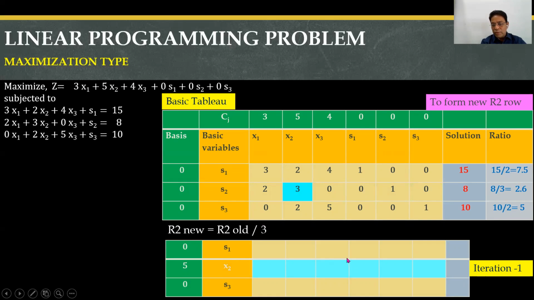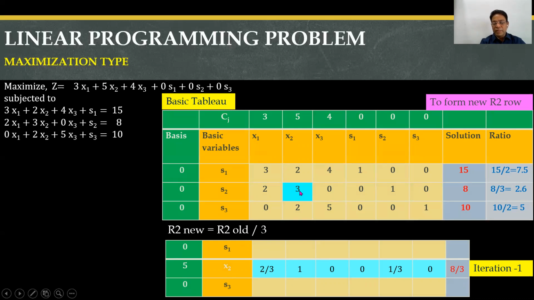Now we want a new R2 row. So the new R2 row will be formed by dividing the old R2 row by 3. So if I divide this 3 by 3, I will get 1, and for all other elements, we'll get values like this. So this will be 2 by 3, this will be 3 by 3, 1, this will be 0, this will be 0, this will be 1 by 3, 0, and 8 by 3. Now this has been made 1.